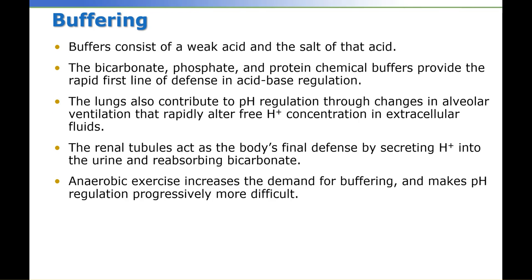Buffering. Buffering consists of a weak acid and the salt of that acid. The bicarbonate, phosphate, and protein chemical buffers provide a rapid first line of defense in acid-base regulation. The lungs also contribute to pH regulation through a change of alveolar ventilation, rapidly altering the free hydrogen concentration in extracellular fluids. The renal tubules act as the body's final defense by secreting hydrogen ions into the urine and reabsorbing bicarbonate. So renal tubules are the kidney tubules, okay? And anaerobic exercise increases demand for buffering and makes pH regulation progressively more difficult.